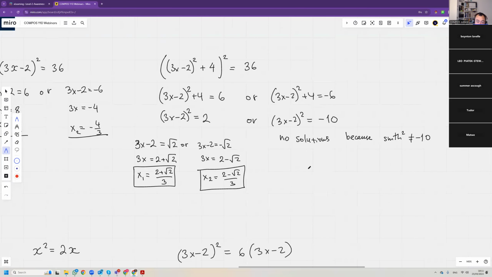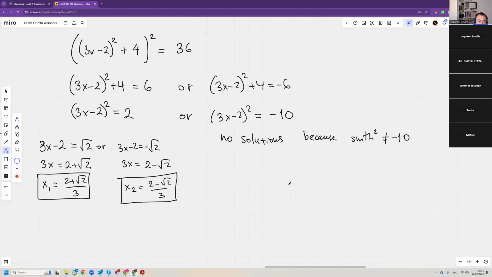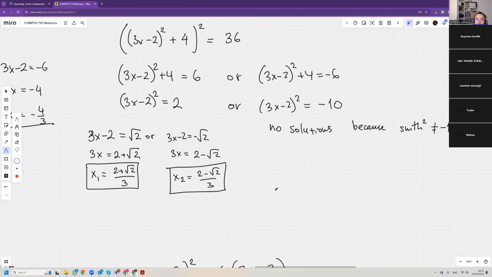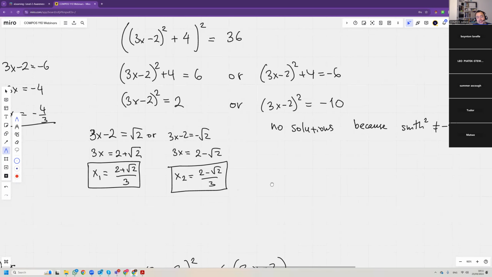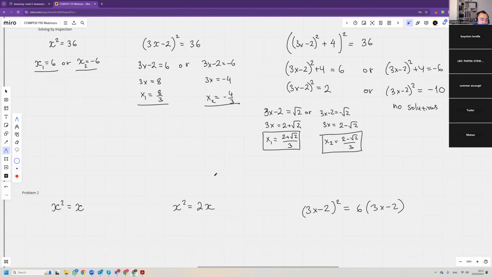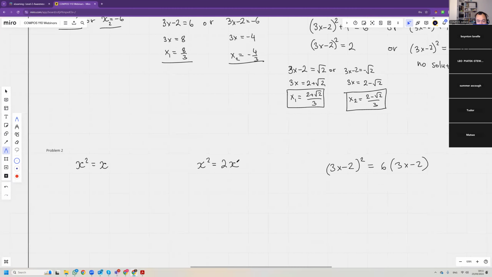Negative numbers don't have square roots. That's another thing. Although in year 13 we're doing complex numbers, and there you can have a square root of a negative number, but that's a whole other story.